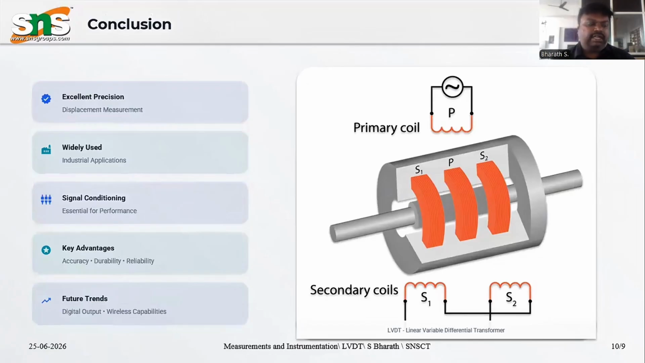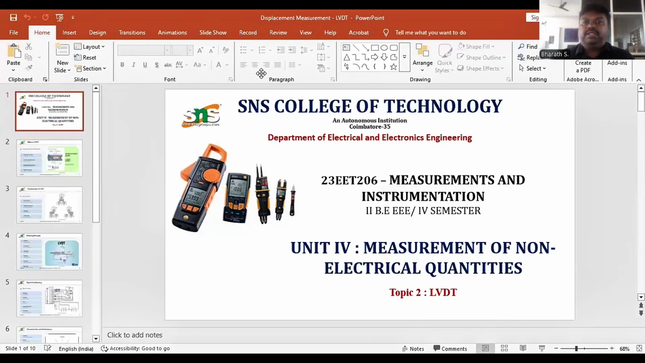To conclude, a small recap of what we have seen: the LVDT, a linear variable differential transformer or a transducer, can convert one form of energy into another. Here we convert with the help of a primary coil and secondary coils, with a core in between that is made to move. Based on the movement, there will be a change in flux in the secondary coils. When we measure the difference between the mutually induced flux in the secondary coils, we get the electrical output signal. It gives excellent precision in displacement measurement, is widely used in industrial applications, and signal conditioning is essential for performance. There are various key advantages and future trends in the case of LVDT. Thank you. Let's meet in the next video.